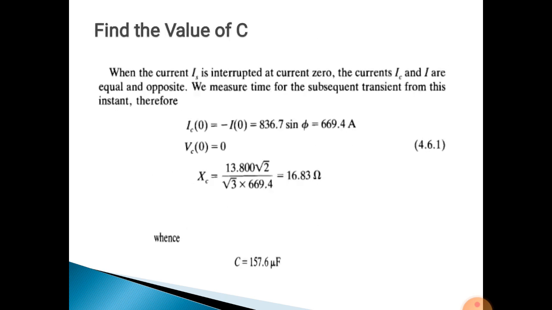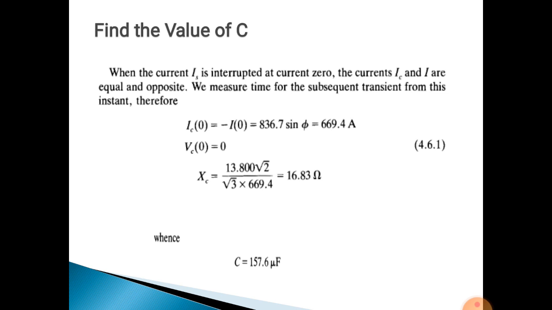Next we have to find the value of capacitance C. In this capacitance, when the current IS is interrupted at current 0, the current IC and IR are equal and opposite. This is the main consideration. So IC of 0 is equal to minus IR of 0. That means the currents IC and IR are equal and opposite. So we substitute the values. Finally we get IC of 0 equal to 669.4 amps.